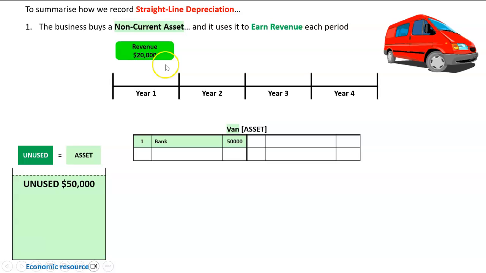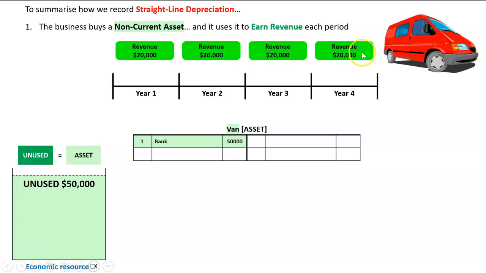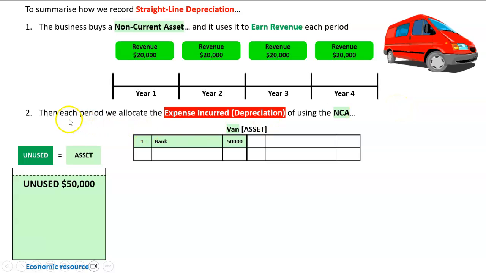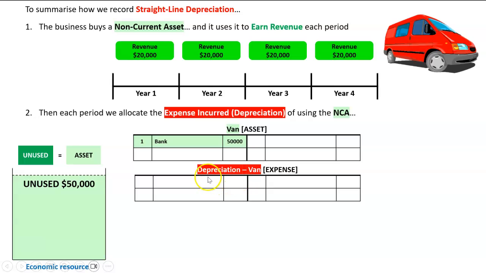What we do is we say as each period goes, this van earns revenue. But we also need to say each period, or year in this case, that it earned revenue, we need to match it against an expense of using the van. And that was called depreciation. So each period we allocate the expense incurred, or depreciation, of using the non-current asset to earn revenue. And what we learned was we do a new ledger called depreciation of van, which is an expense.